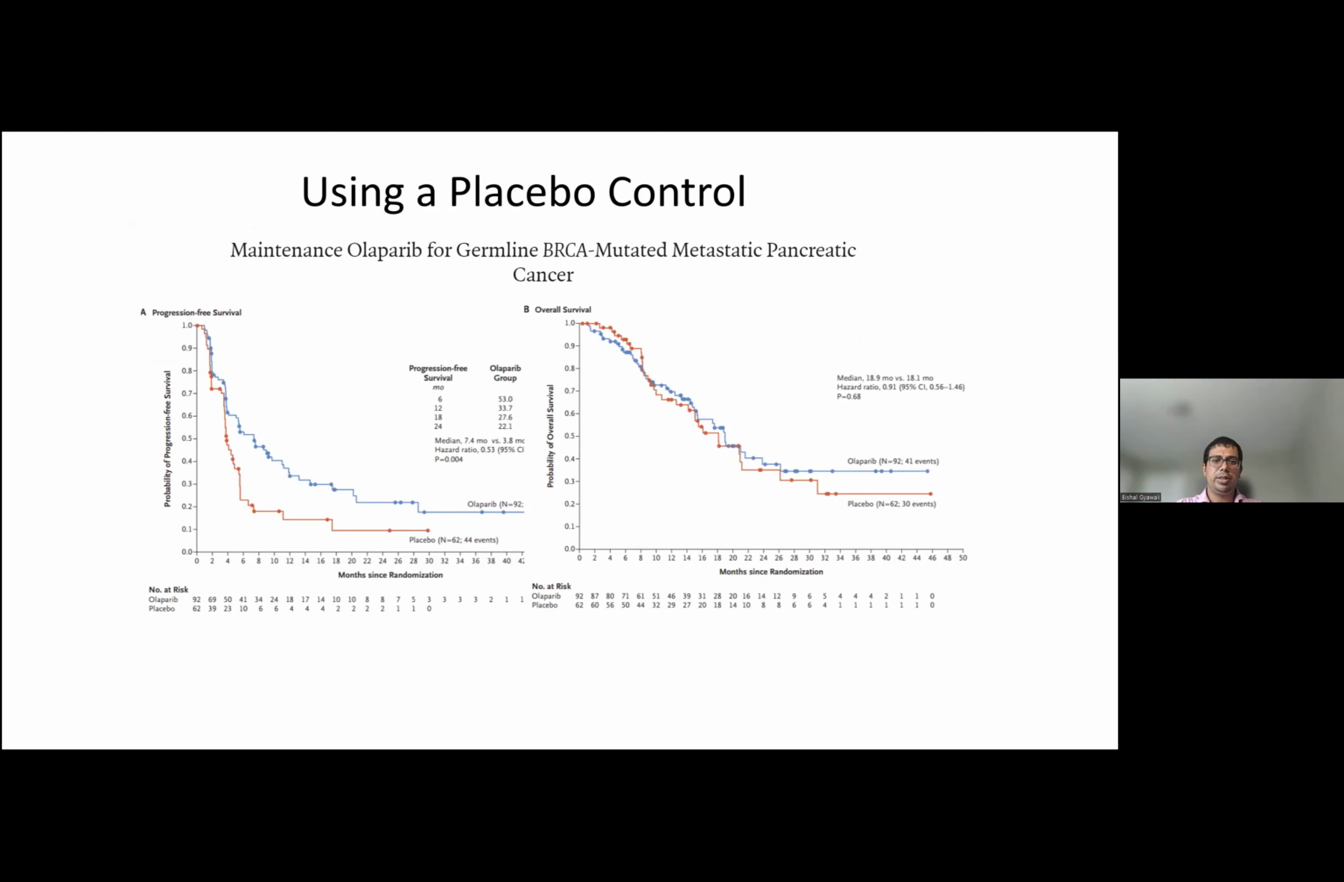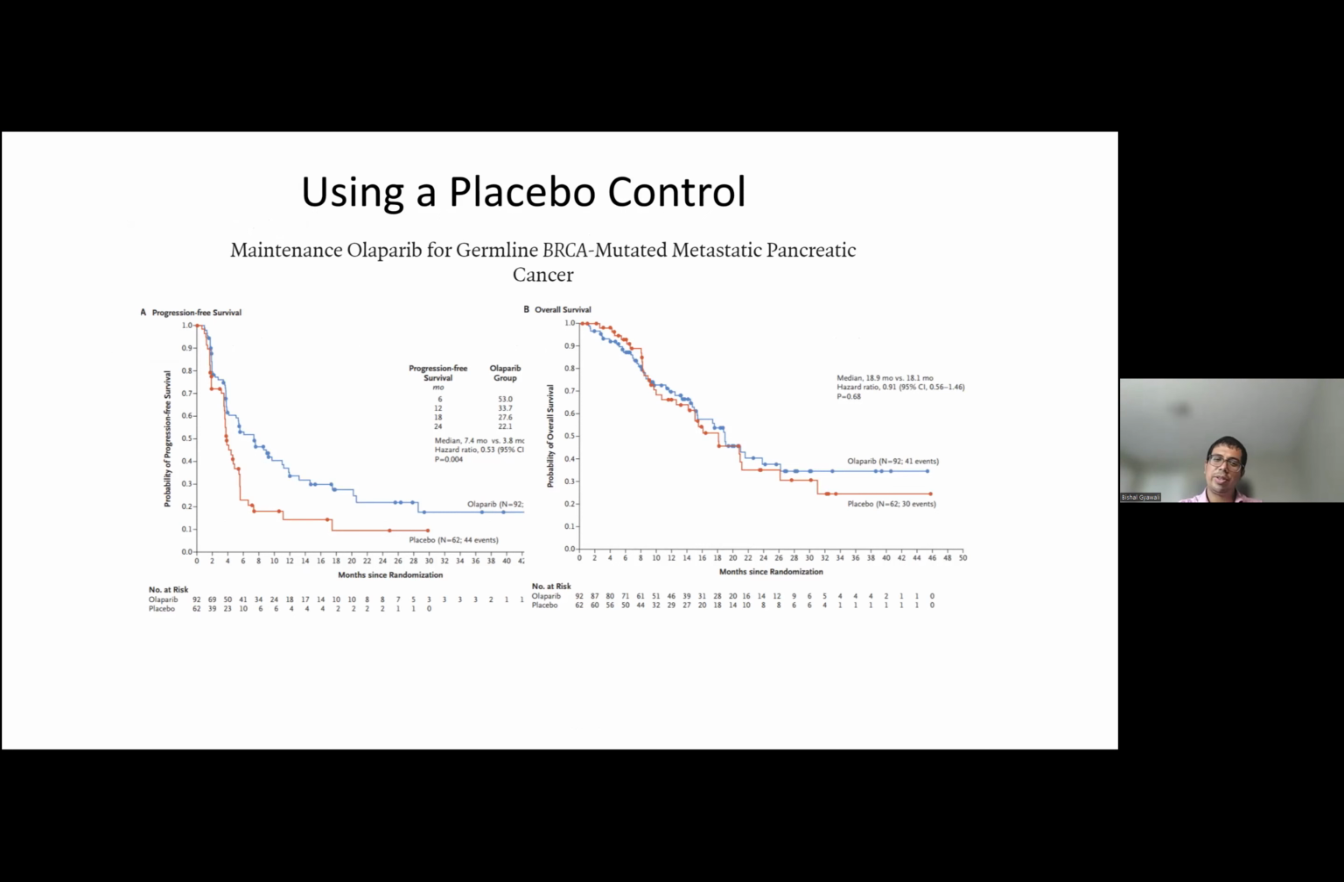And the other example is that of using a placebo or ineffective control instead of an active control. This is for metastatic pancreatic cancer. What we do here is usually we give patients FOLFIRINOX chemotherapy. And this is also a very lethal cancer. So as long as the patient is tolerating the treatment and the drug is effective, we don't stop it.